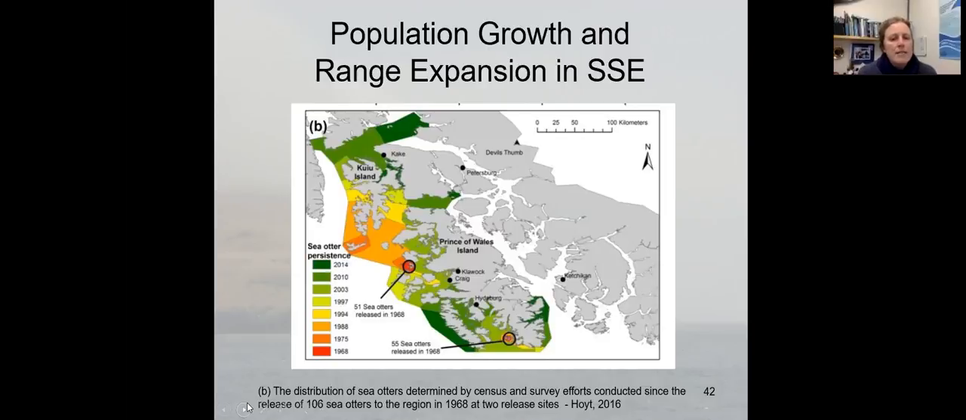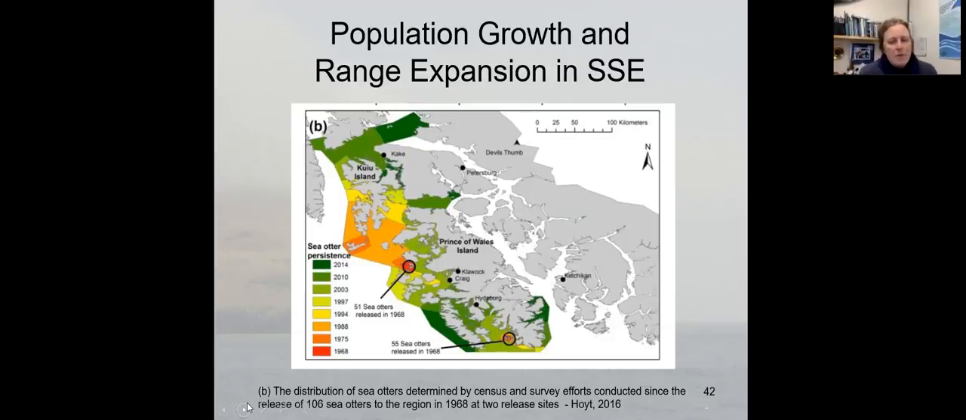But if you see the dark circles on the maps, one at the southern end of Prince of Wales and one about halfway up, that's where sea otters were reintroduced by the Department of Fish and Game in 1968. And there were 106 otters reintroduced there. Since then, the population in Southeast Alaska has grown considerably, just like what we were hearing about in Kachemak Bay, at an average rate of 12% per year, so that in 2010, we had just over 13,000 animals on a Fish and Wildlife survey. So from the original 106 that were translocated, we now have 13,000.